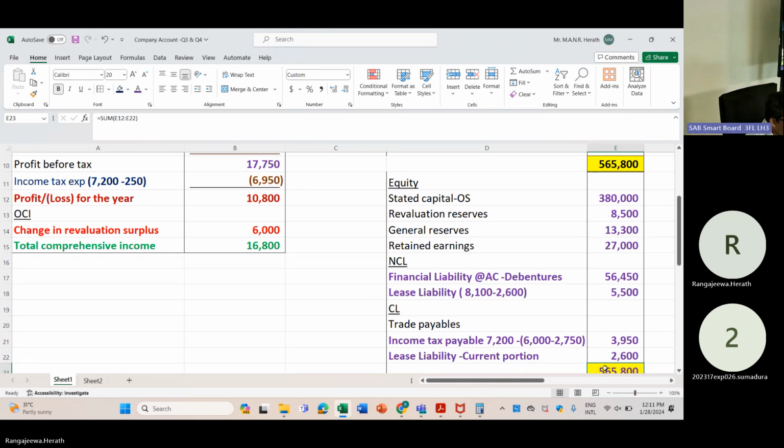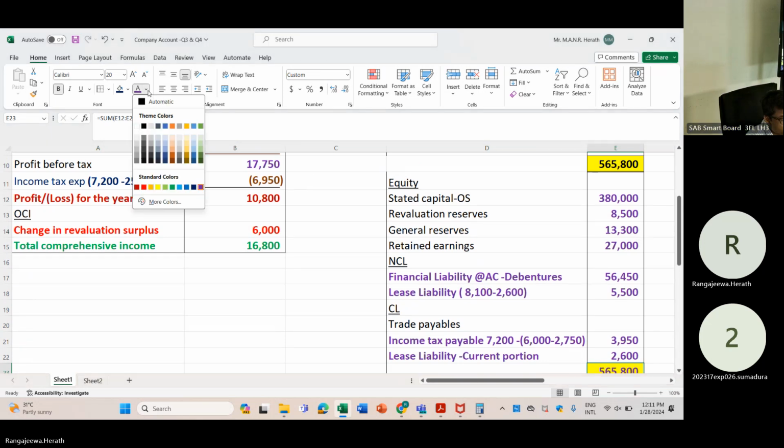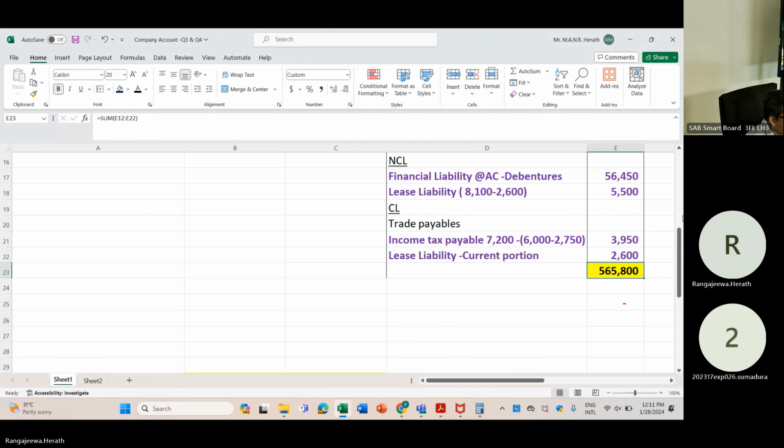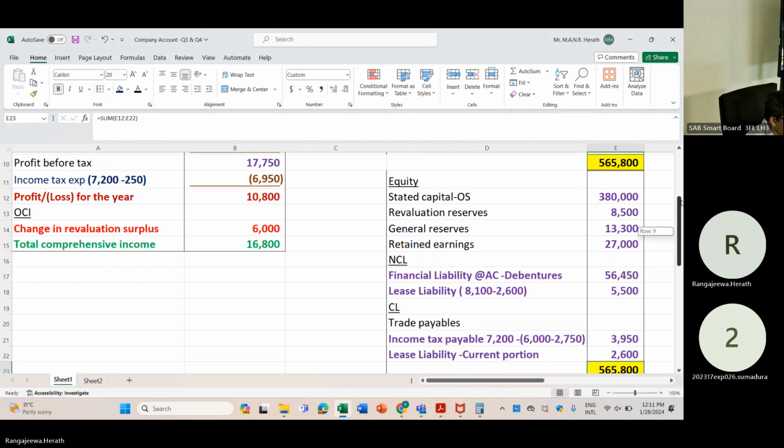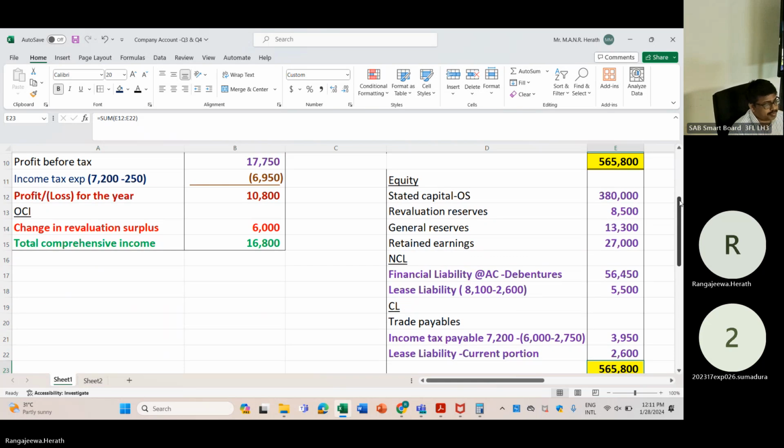The total of the balance sheet is 565,800, right? Okay. So next Sunday we will have an online session, and we'll continue the company accounts. I'm going to wrap up because I have another session at 12. The other group is waiting.